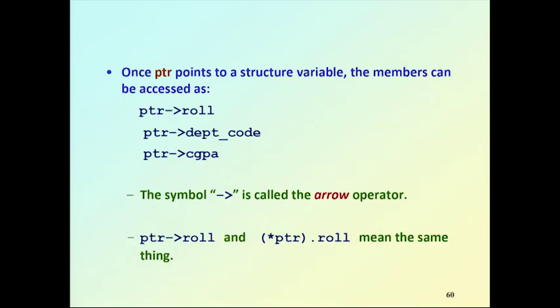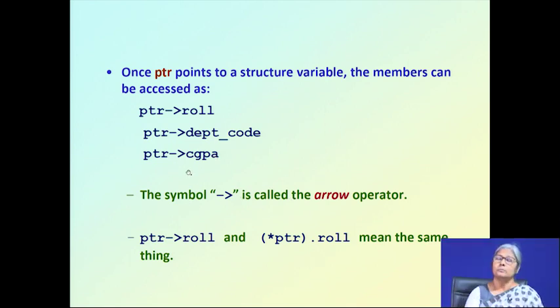How will we access using a pointer? Once PTR points to a structure variable, the members can be accessed as PTR arrow role, PTR arrow department code, PTR arrow CGPA. The symbol is called the arrow operator. Remember, earlier, not using a pointer, just a variable, for a structure variable like A1, we gave A1 dot role, A1 dot department code.